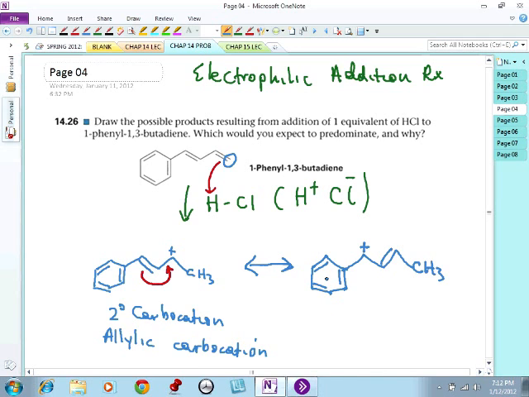Now, in addition to that, because this positively charged carbon is attached to the benzene ring, we also call this a benzylic carbocation. Now, you will see why the benzylic carbocation is even a lot more stable than the allylic carbocation. Does anybody know why? Can you tell me why? Just taking a look at the structure here.